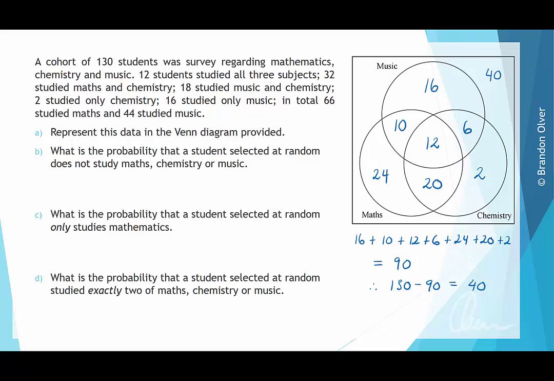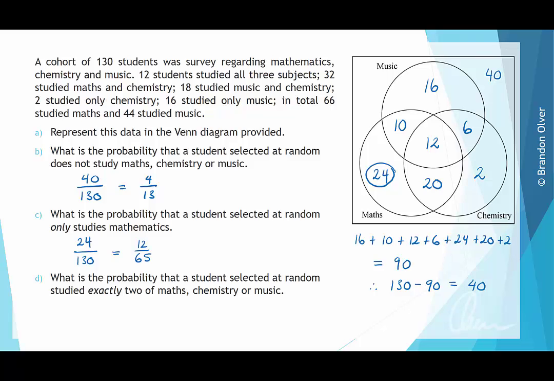So for part B, we want to find the probability that a student selected at random does not study maths, chemistry or music. So that is equal to 40 over 130, which equals 4 over 13. For part C, we want to find the probability that a student selected at random only studies mathematics. So for that, there's 24 students just here that only study maths, and we divide by the total number of students, which is 130, and that will simplify down to 12 over 65.